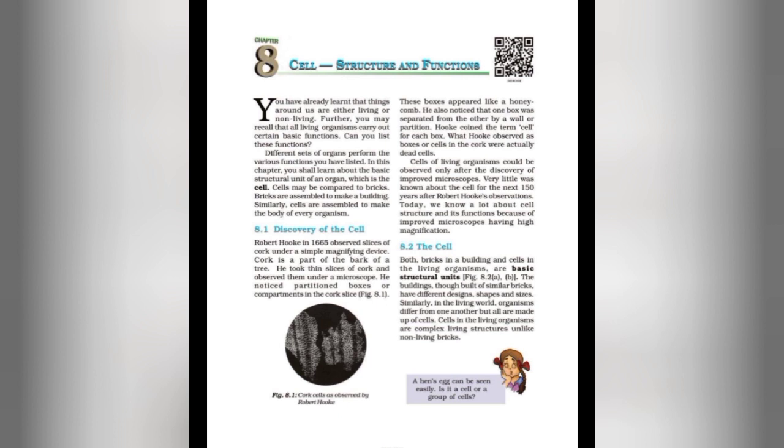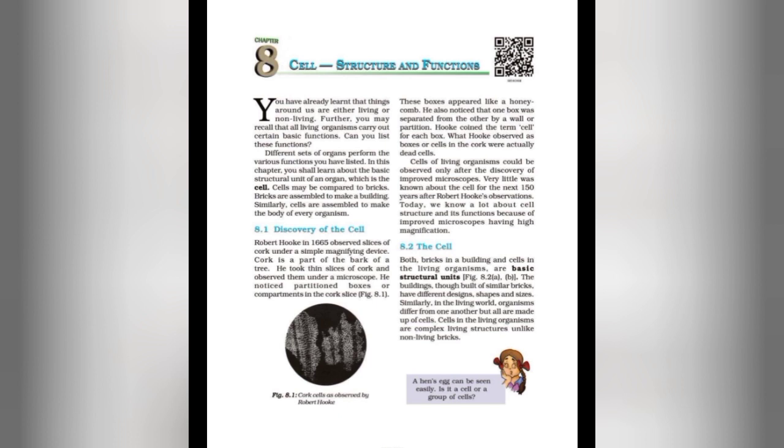Robert Hooke had actually seen the dead walls of the plant cell. These cells had lost their living content and looked like little rooms. However, even 150 years after Hooke's discovery, very little was known about the cell until improved microscopes with high magnification were made. So students, these boxes appeared like a honeycomb, and he also noticed that one box was separated from the other by a wall or a partition. Hooke coined the term cell for each box, and what Hooke observed as boxes or cells in the cork were actually dead cells.